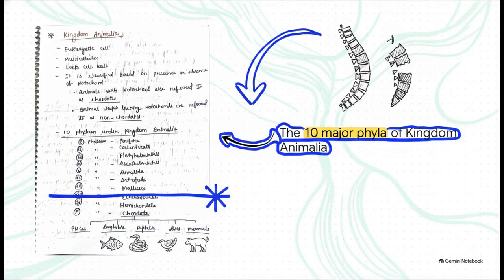Now, as you can see here, this kingdom is incredibly vast. It's broken down into 10 major phyla, running from Porifera all the way down to Chordata. And yes, this looks like a lot to take in at first glance, but scientists actually sort this massive list primarily by looking at one main defining feature: whether or not they have a notochord. We're going to get into exactly what a notochord is a bit later, but just keep that in the back of your mind as our main dividing line.